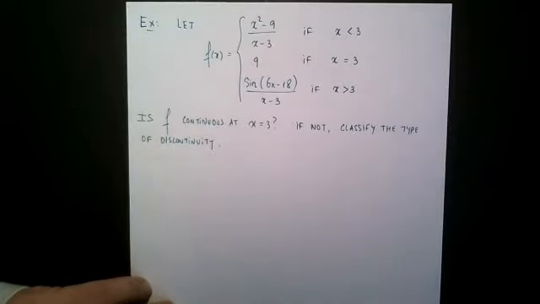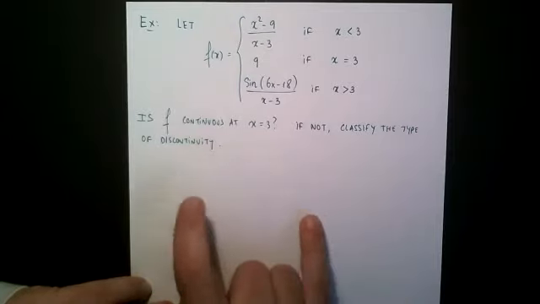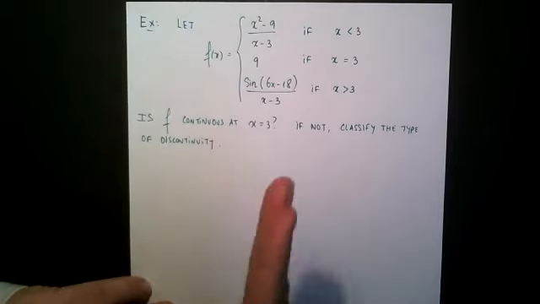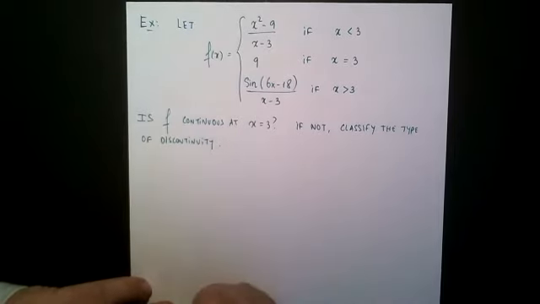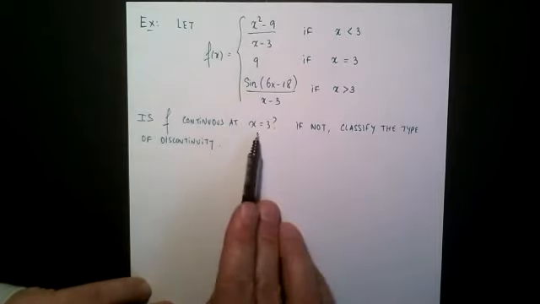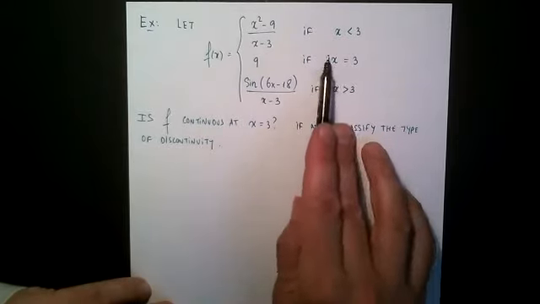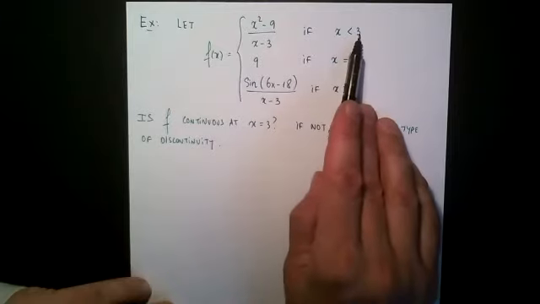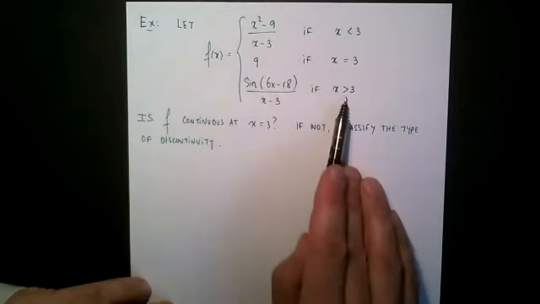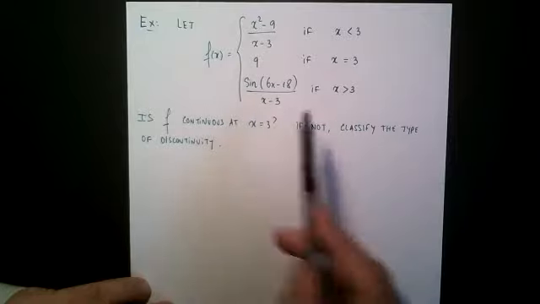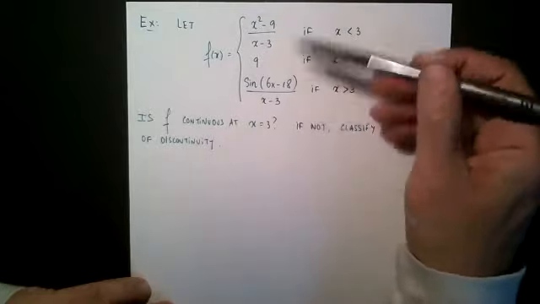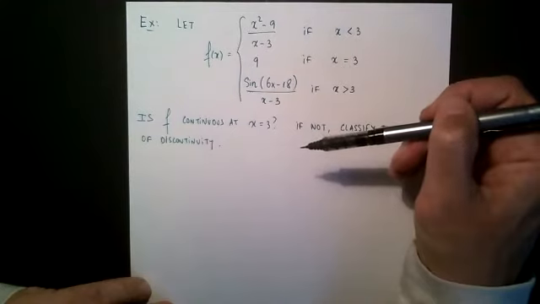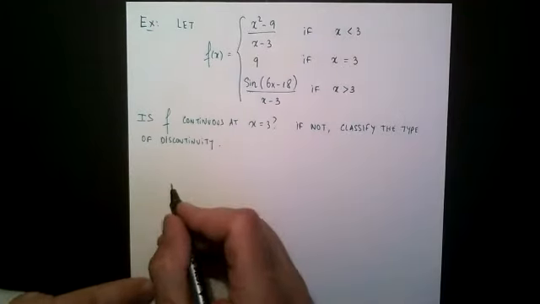Okay, do you remember the definition of continuity? A function is continuous at a certain point if the limit exists, so left and right must be the same, and it needs to be equal to the value of the function. We're interested in x equals 3, so I'm going to see what happens if I approach 3 from the left, using this function, and from the right, using this function, and see if the limits match. If they match, the limit exists. Then we'll take it from there.